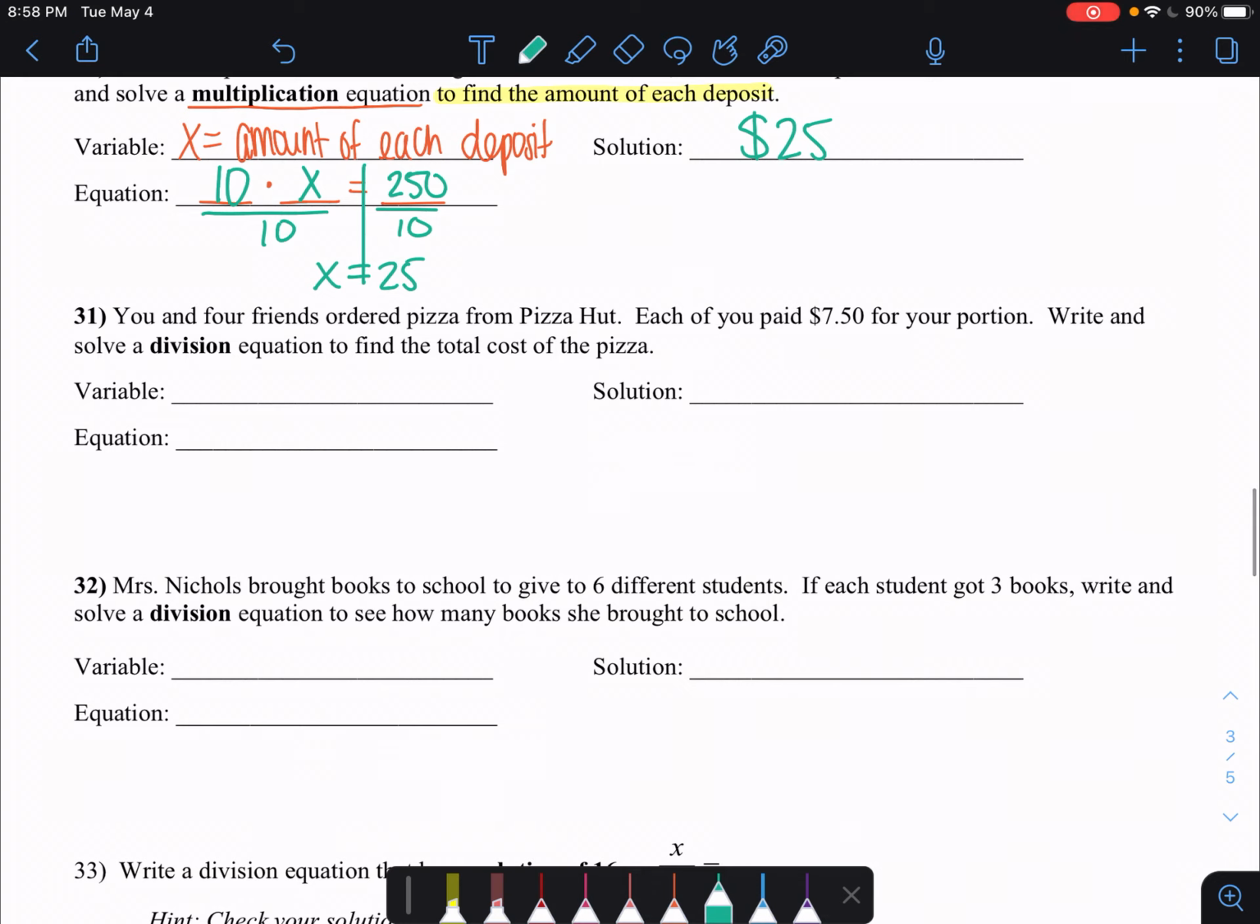In number 31, it says you and 4 friends ordered pizza from Pizza Hut. Each of you paid $7.50 for your portion. Write and solve a division equation to find the total cost of the pizza. So x is the total cost of the pizza.